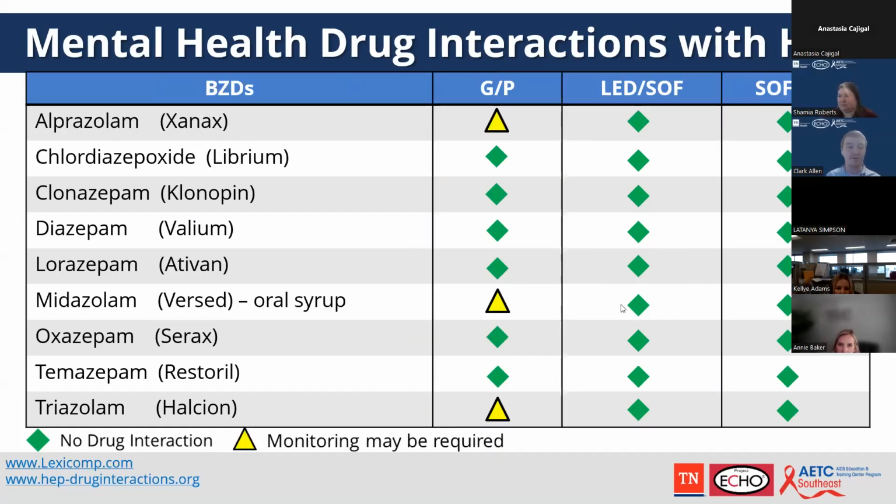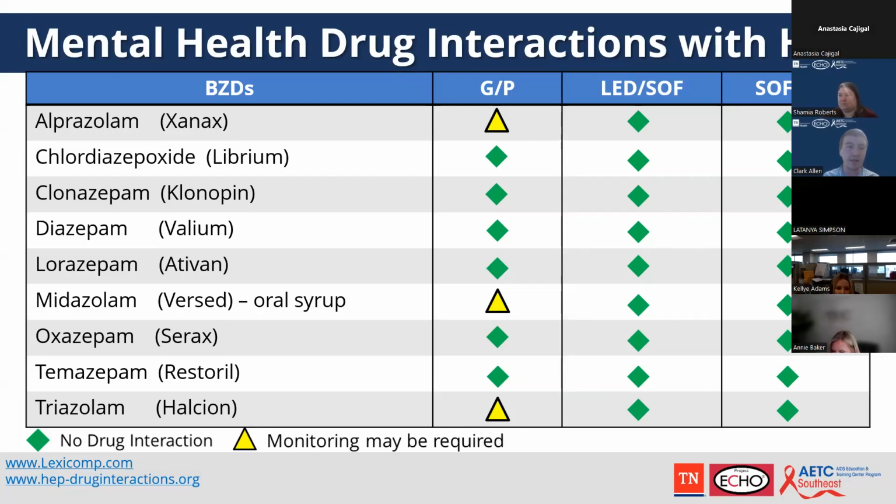And now these are going to be the anti-anxiety medications, or the BZDs, which is the benzodiazepines. So there's a couple interactions here that we want to make sure we look at. We finally got some flags here, and I want to make sure we alert to the different symbols. All you've seen so far is green diamonds, which means good to go. Now we've got a yellow triangle here. That means some monitoring may be required. So there may be some increased risk of side effects. That's when I usually put up the triangle, when there's increased risk of side effects that requires monitoring.